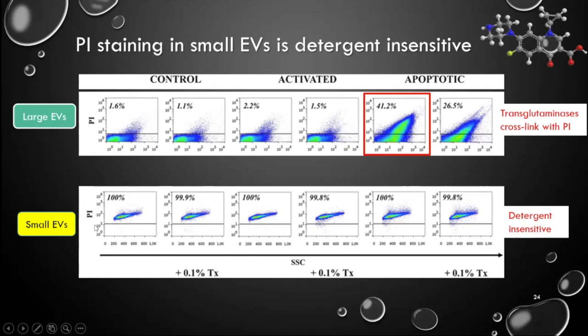While in the case of the small EVs, the signals, whether treated with Triton or not, for all control, activated, and apoptotic samples didn't affect the PI positive stained populations, and we could confirm that here it's really a detergent-insensitive PI signal.